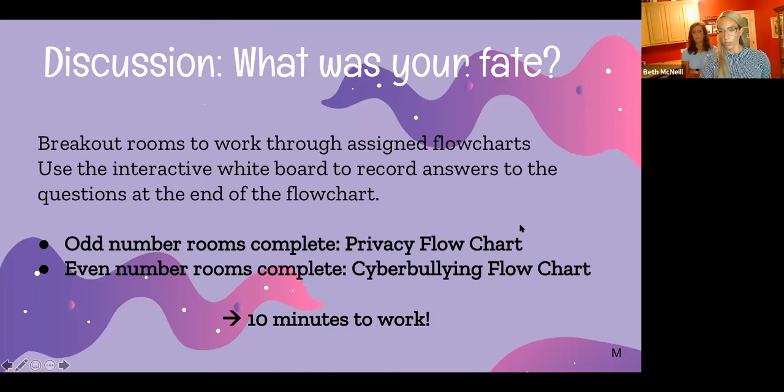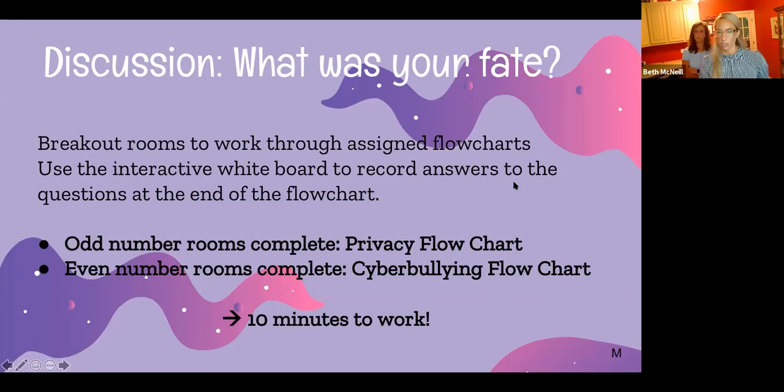So when you go to your breakout room, if you are in an odd number room, you are going to complete the privacy flow chart. If you are in an even number room, you're going to complete the flowchart on cyberbullying. We are going to give you about 10 minutes to work. And what you'll find is that may be enough, that may be too much, but we're going to kind of gauge what we're working with.